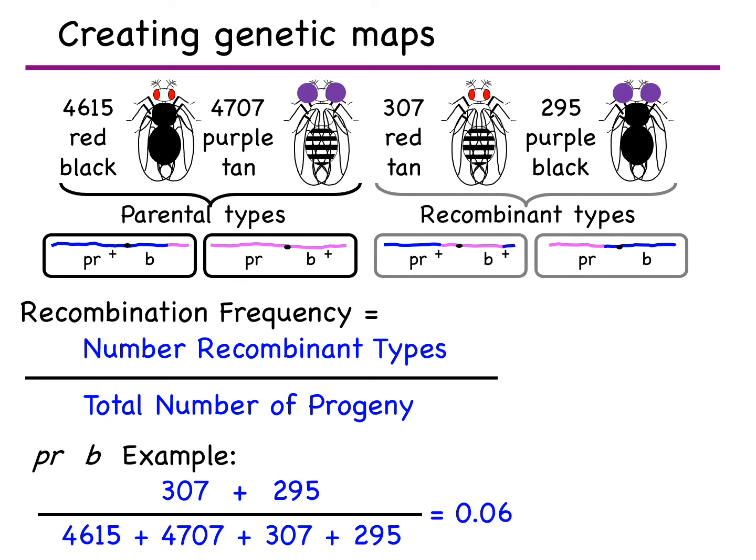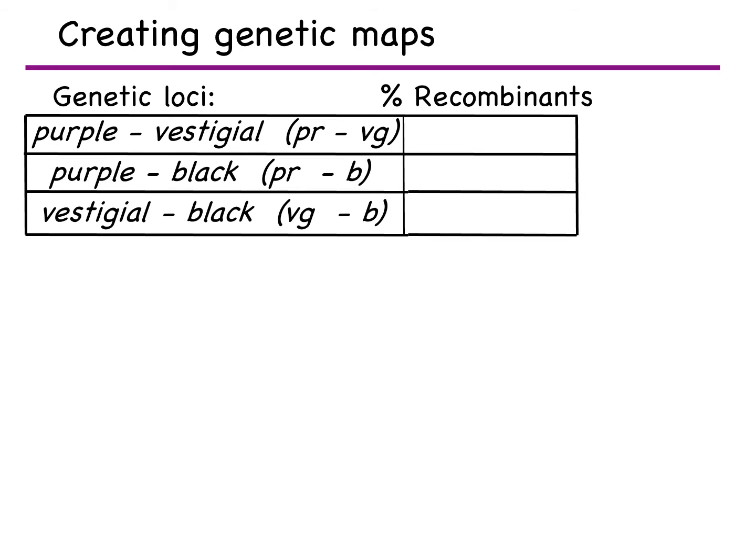This comes out at 0.06, you multiply by 100, and that gives you the fraction recombinants, which is 6%. This is also the same thing as saying 6 centimorgans or 6 map units. So you see 6% recombination taking place between the purple and the black gene in this example.